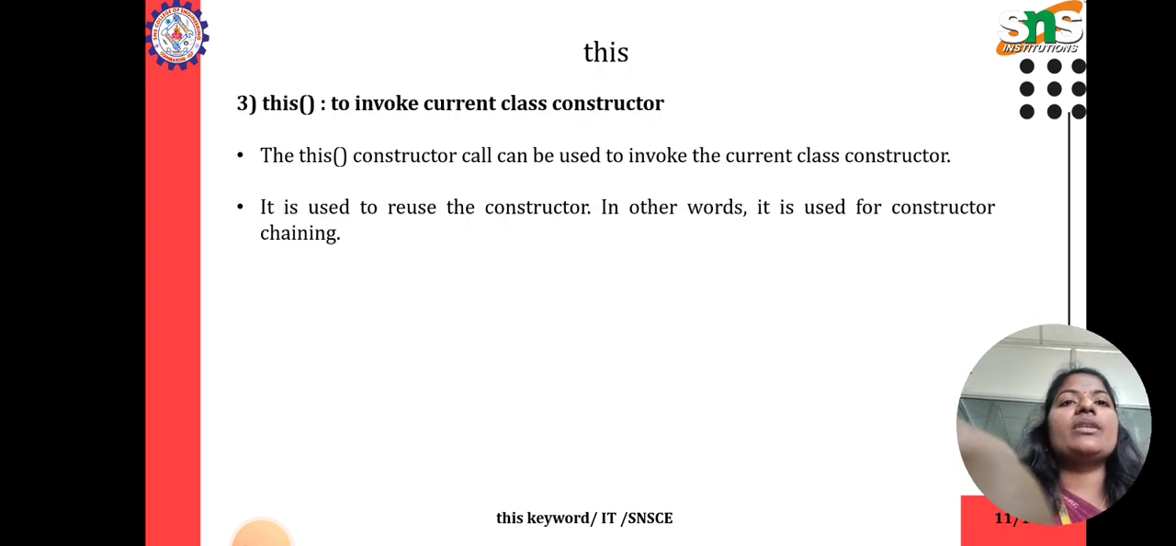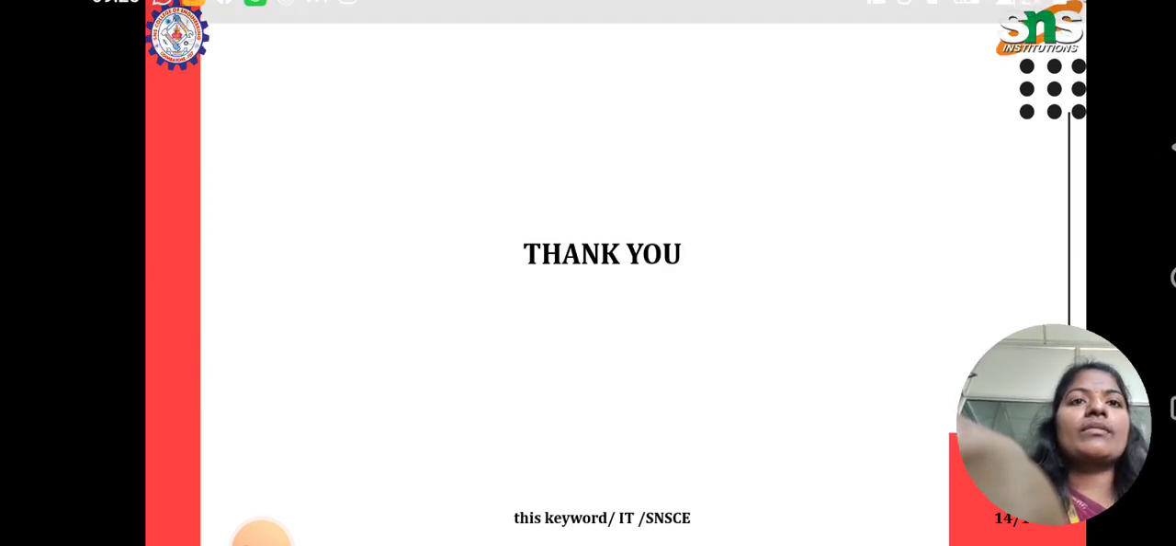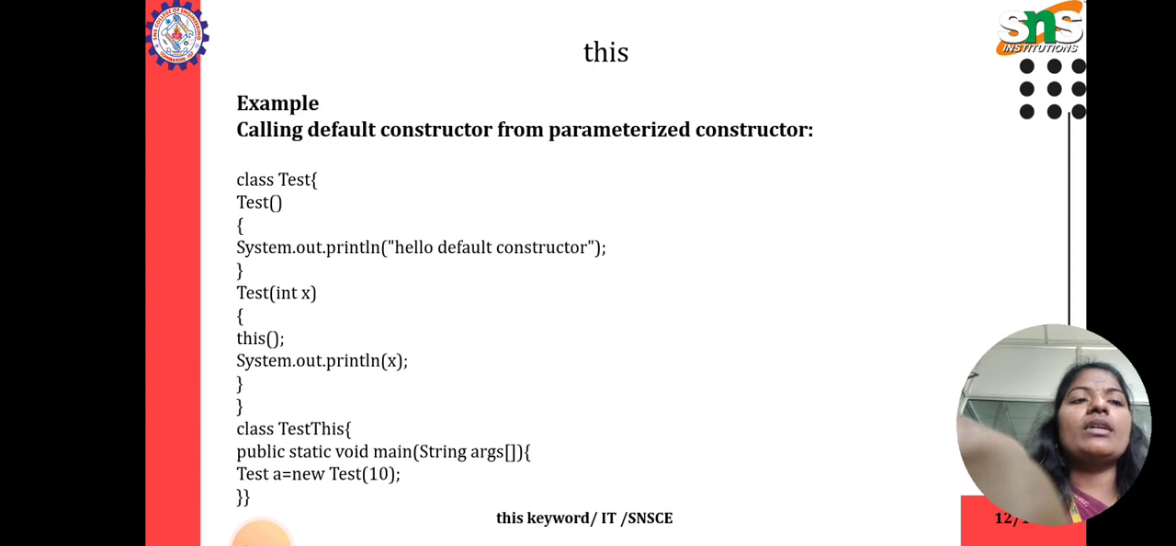Next, this method to invoke the current class constructor. This constructor call can be used to invoke the current class constructor. It is used to reuse the constructor. In other words, it is used for constructor chaining. Here is one more example also.